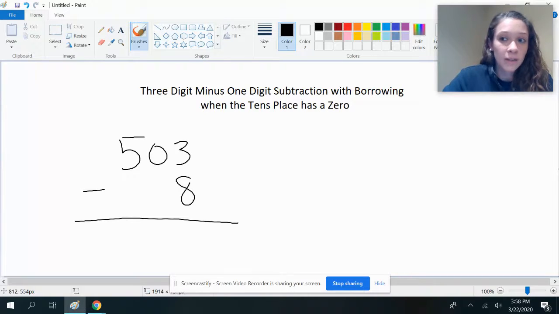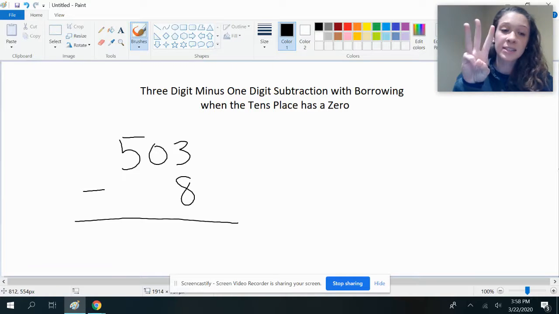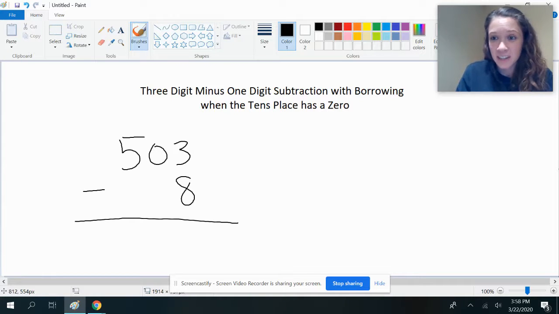So remember, the first thing we need to do is look at our ones place, and we need to figure out if we can do 3 take away 8. Always have to go from top to bottom. So let's put up 3 fingers, and let's see if we can take away 8. 1, 2, 3. I have no more numbers to take away from, so I cannot do 3 take away 8, which means we will need to borrow.